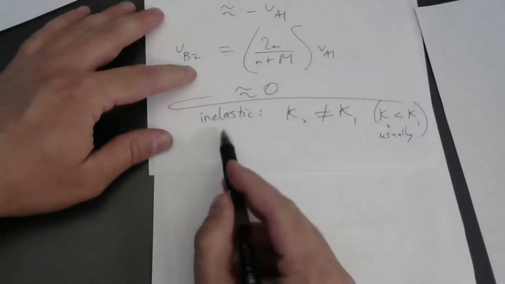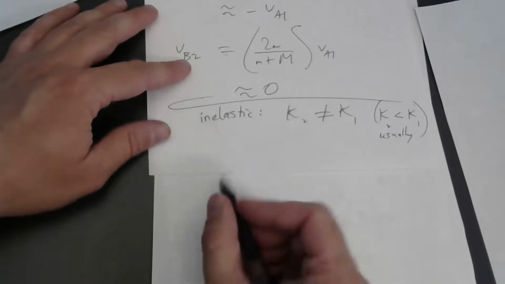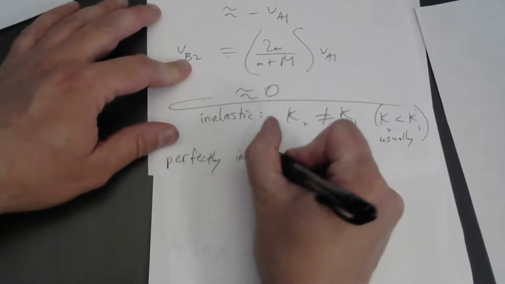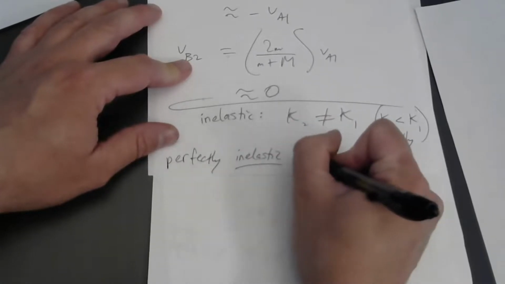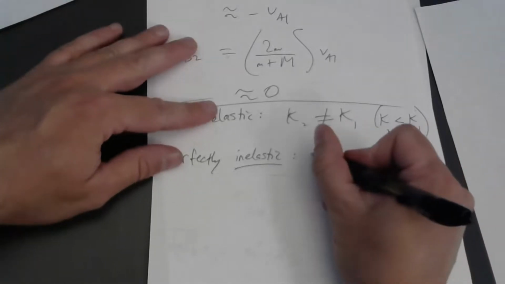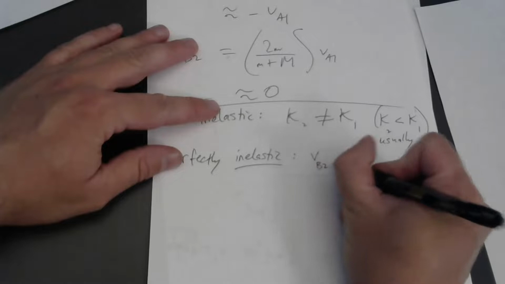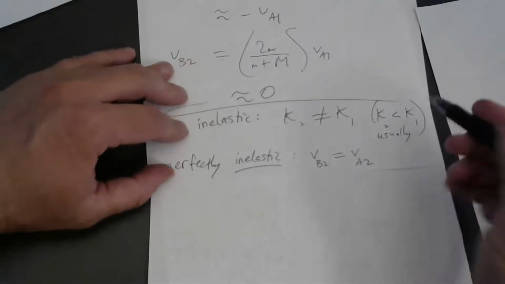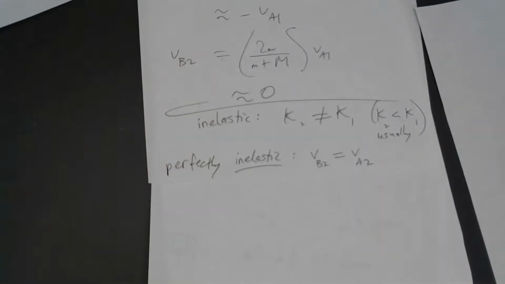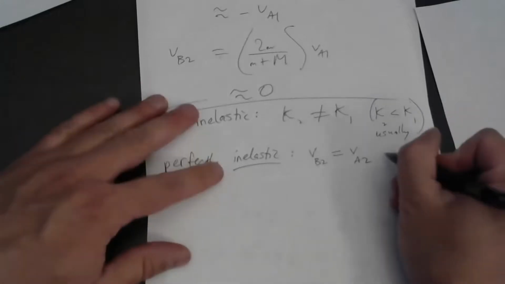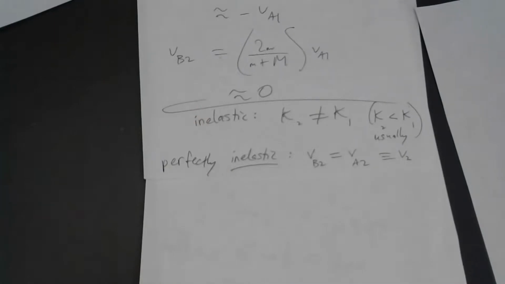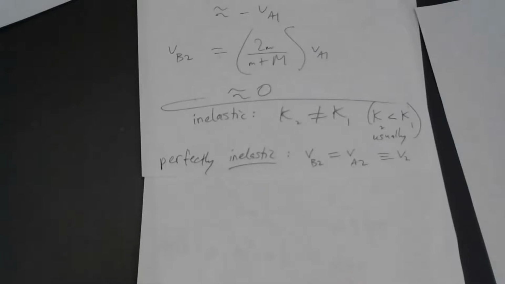Now, this is not universal terminology, but most books reserve this term, perfectly inelastic, for a specific case in which the final velocities of the two masses are equal. In other words, the two objects that are colliding have to stick together and move as one. And then you could just call that final velocity v2. You would not even need the subscripts a and b. So that's how your book does it. A lot of other books do the same thing. They reserve the term perfectly inelastic for when the two masses stick together.